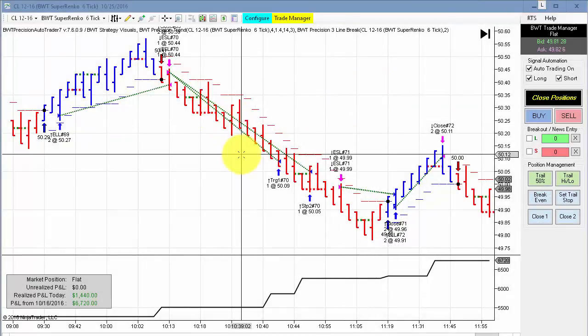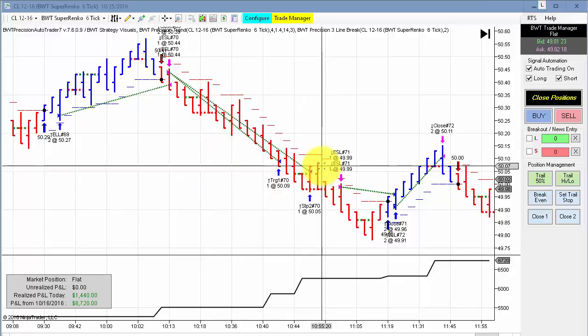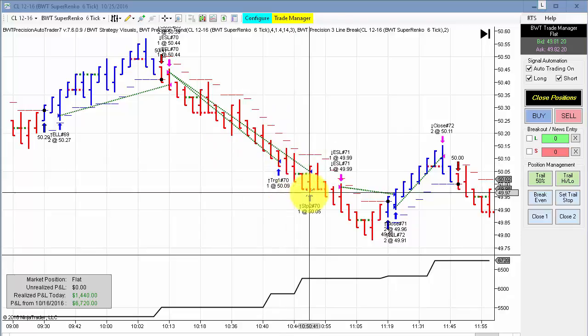Okay, first up we have the Super 6 tick on the crude oil.